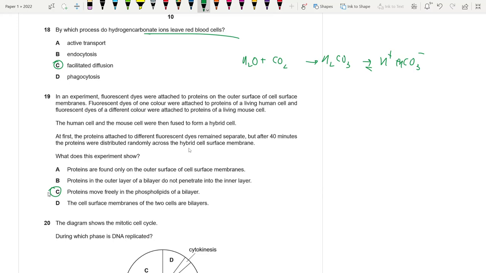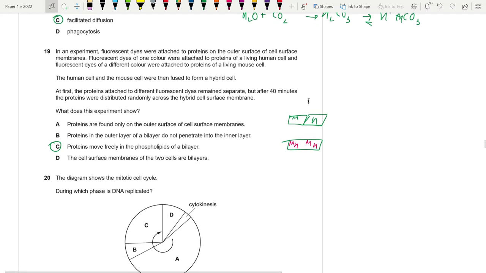So yeah, the proteins can move freely in the phospholipids of a cell because typically the ones from the mouse and the humans were separate at one point, but after one point we got some from the mouse here, some from humans, mouse here, humans here, so they interchange their positions, right?